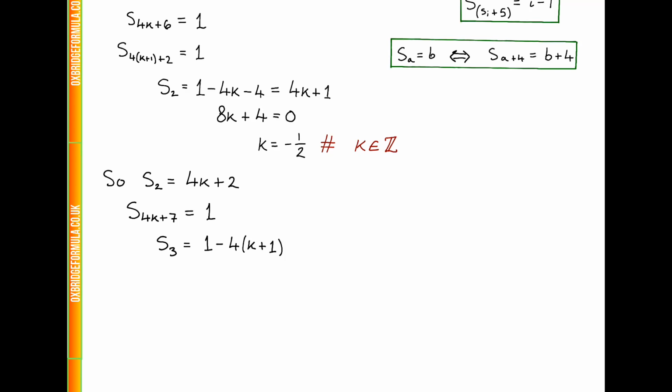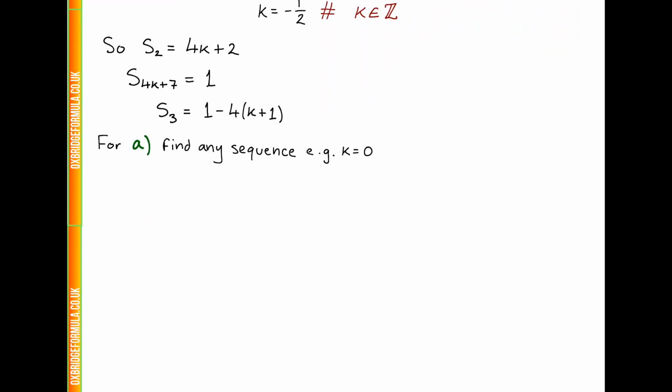And so, let's try and answer part A. Find any such sequence. Let's pick a value of k. The most simple to use will be 0, so let's start with that. What does this make S2 and S3? We just substitute into our two expressions to get that S2 is 2 and S3 is minus 3.